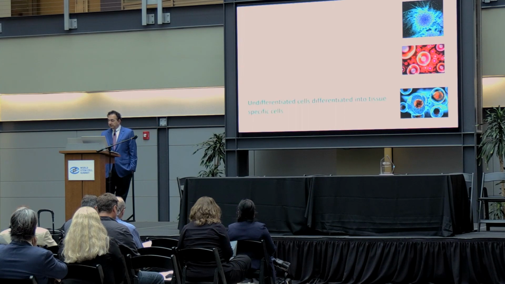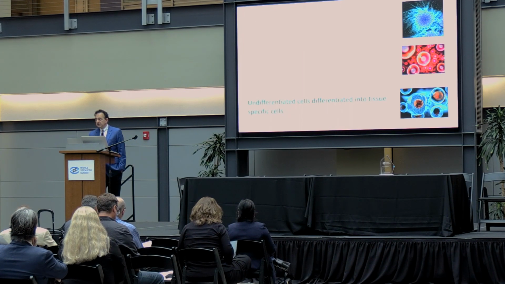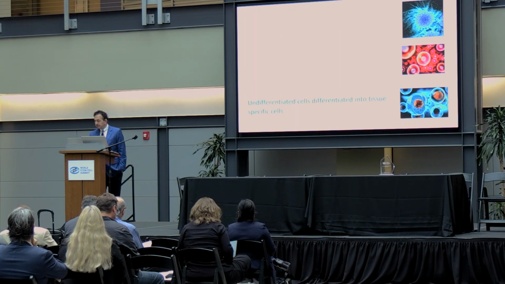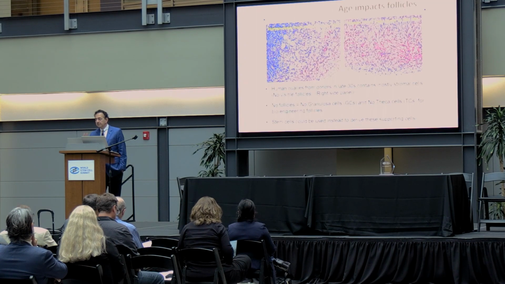Finally, the third step I want to talk to you about is undifferentiated cells that are differentiated into specific cell types. So let me give you a few examples of those. This is work that we're currently doing at the Institute.